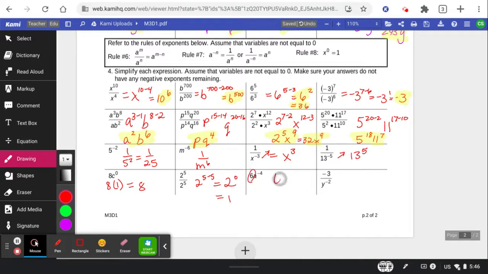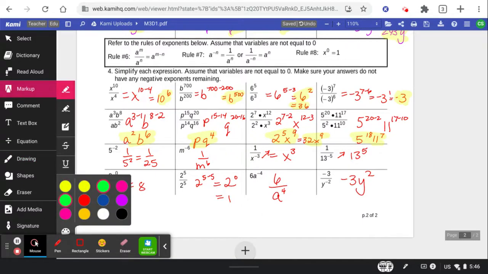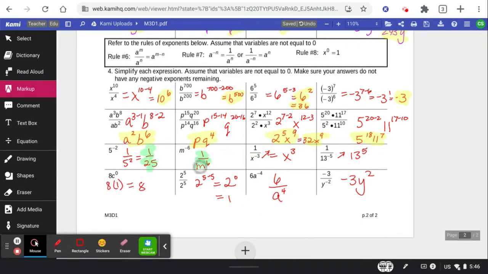Now, in this one, look at things separately. The 6 does not have a negative exponent, it stays. But the a to the negative 4 has a negative exponent, so it goes. The 6 stays, the x goes. Negative 3 stays on top. It does not have a negative exponent. The y to the negative 2 moves up. Final answer is negative 3y squared. How'd you do on those last ones?